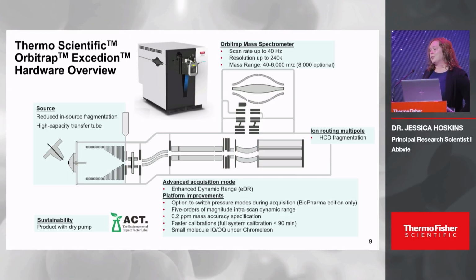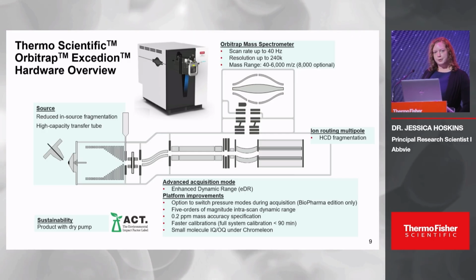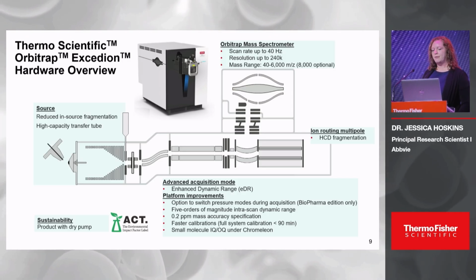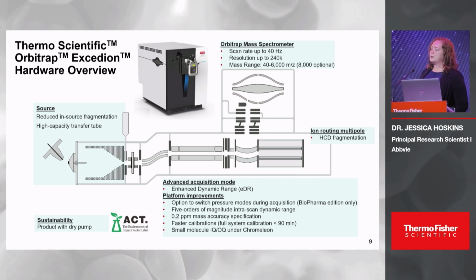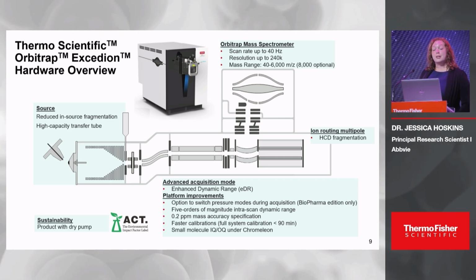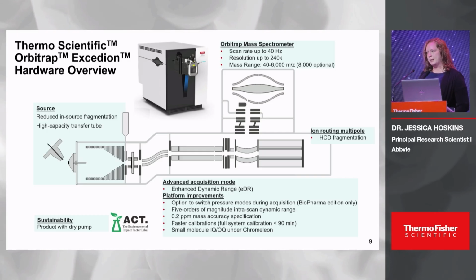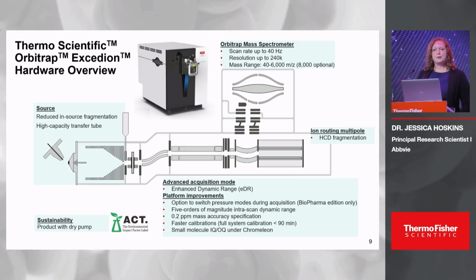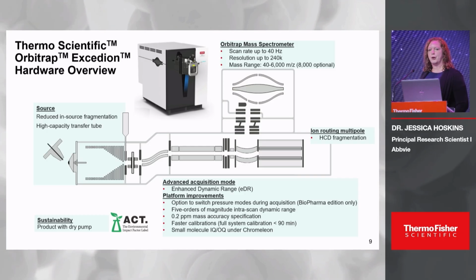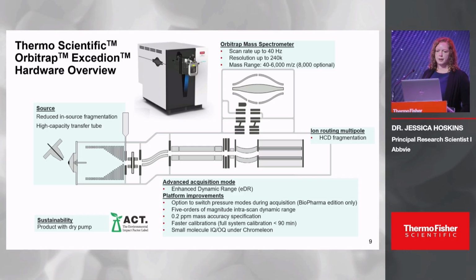So recently I had the opportunity to visit the Lexington, Massachusetts Thermo site and work with Ryko to try out the new Exedion platform before it was released. You can see that there are many benefits of this new hybrid platform, which are highlighted on the slide here. There's a dry pump, faster calibrations, reduced in-source fragmentation. But two that I'm going to highlight today are really the improved sensitivity offered by the new source design, as well as the enhanced dynamic range. I'm going to focus on the improved sensitivity first, and then we'll talk a little bit more about the EDR once I get to that part of the talk.